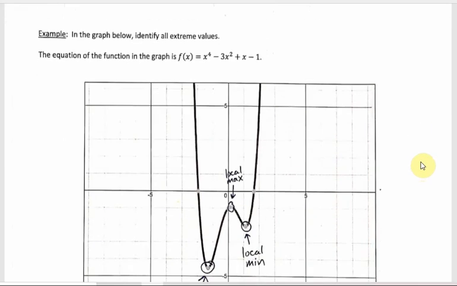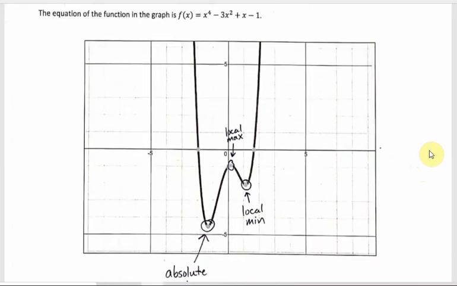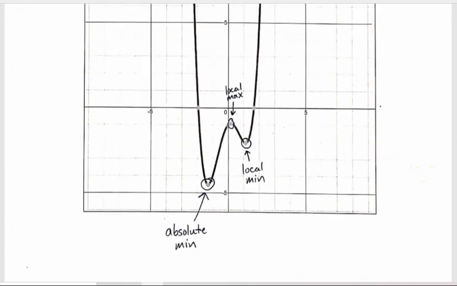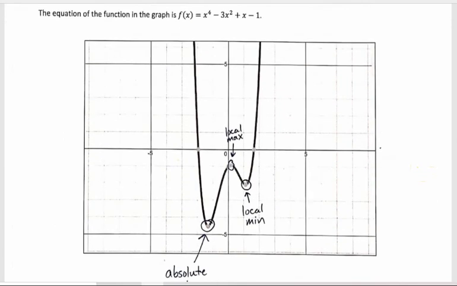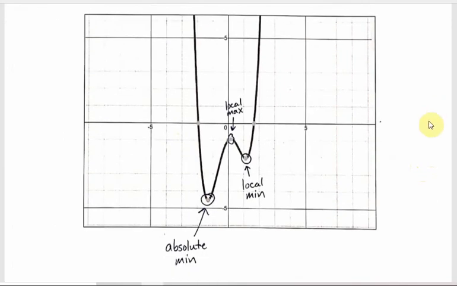So to go down to this picture, where if we want to identify all the extreme values, all right, can I get all the labeling up here at once? Sort of. There. Okay.